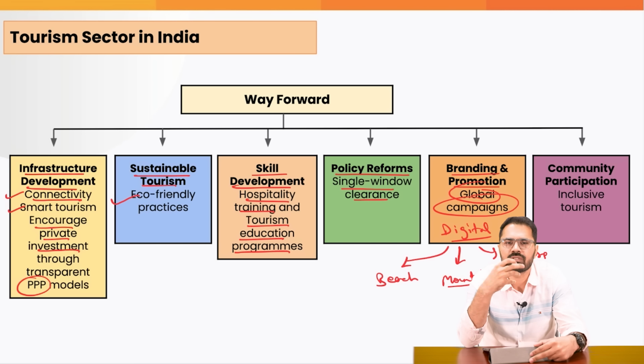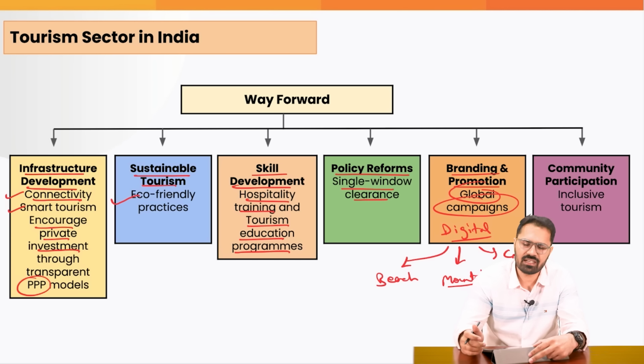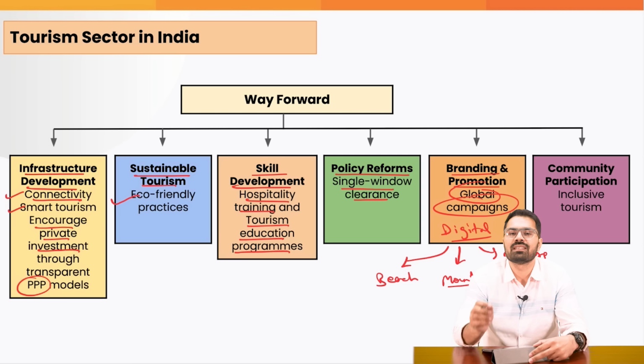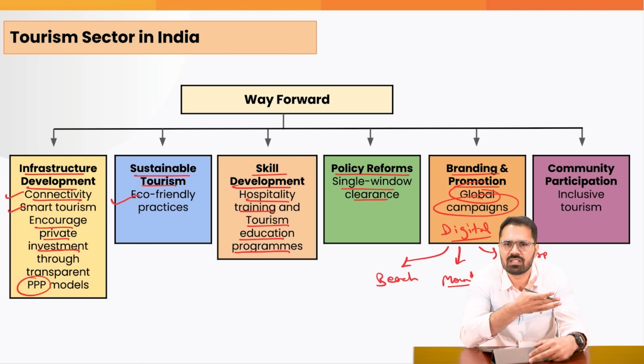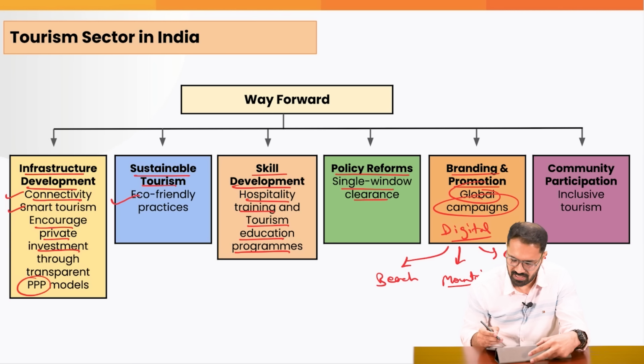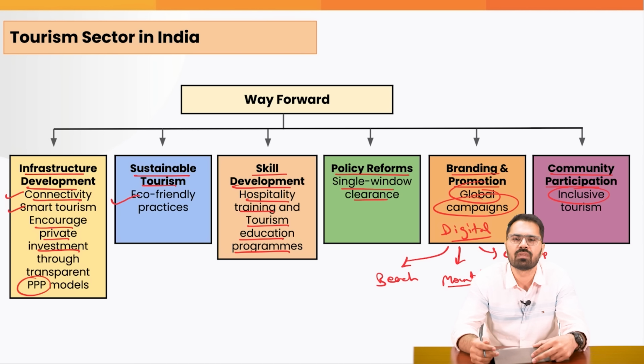So based upon the preference of people, we can do targeted ads to bring in more tourists, not only from foreign countries, but domestic tourists also. So targeted ads can be done. Specific ads, instead of general ads, we can do more specific ads. And apart from this, community participation in the form of inclusive tourism.